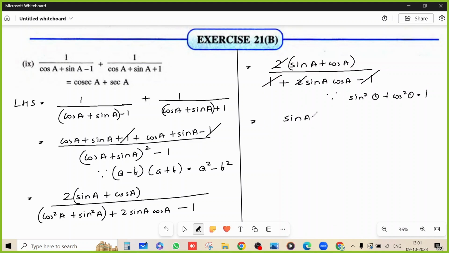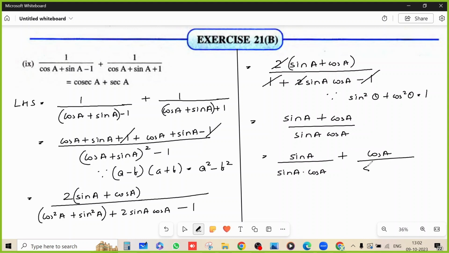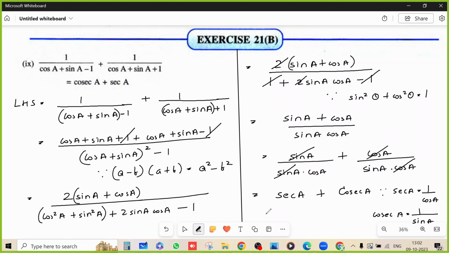So we are left with (sin A plus cos A) divided by sin A cos A. We can separate here the numerators. So this will become sin A divided by sin A into cos A plus cos A divided by sin A into cos A. Sin A will get cancelled out. Cos A will get cancelled out. This is 1 divided by cos A, which is equal to sec A, and this is 1 divided by sin A, which is equal to cosec A. This is because sec A is equal to 1 divided by cos A, and cosec A is equal to 1 divided by sin A. Now this is the RHS, so hence we have proved.